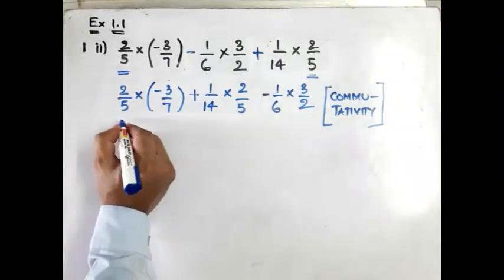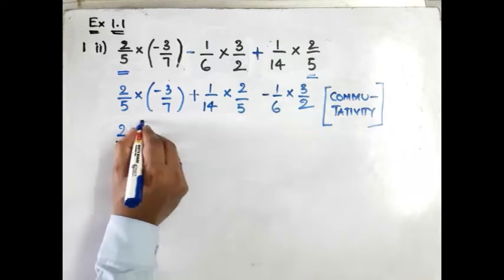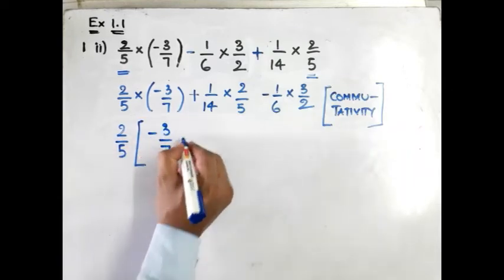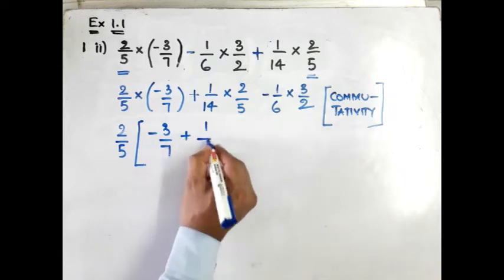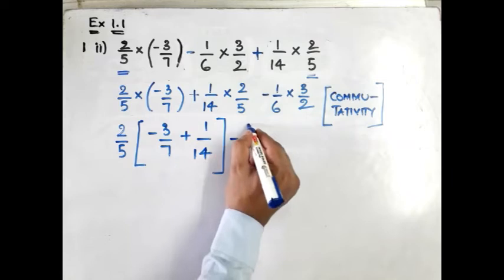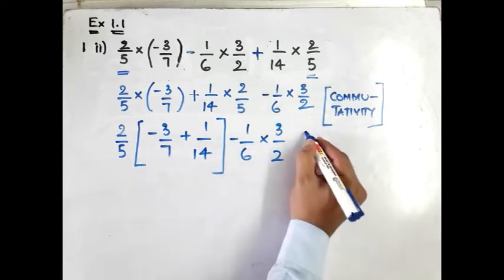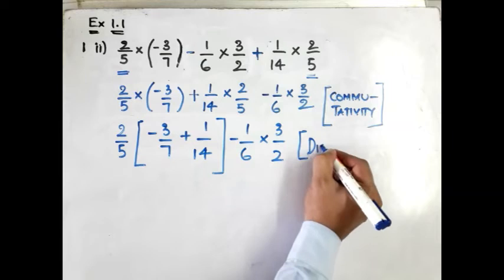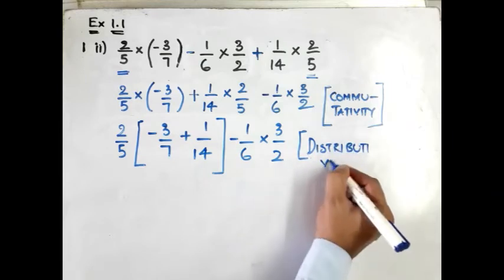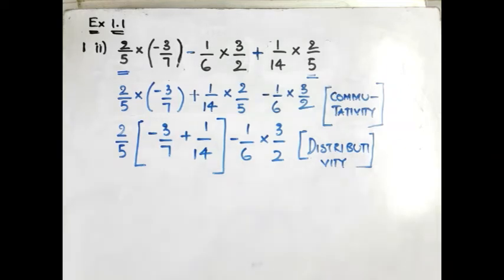here a, that means 2 by 5, into b, minus 3 by 7, plus c, 1 by 14. This term you will write as it is, minus 1 by 6 into 3 by 2, using the property of distributivity. Okay, distributivity or distributive property. Hope you are clear up to this point.